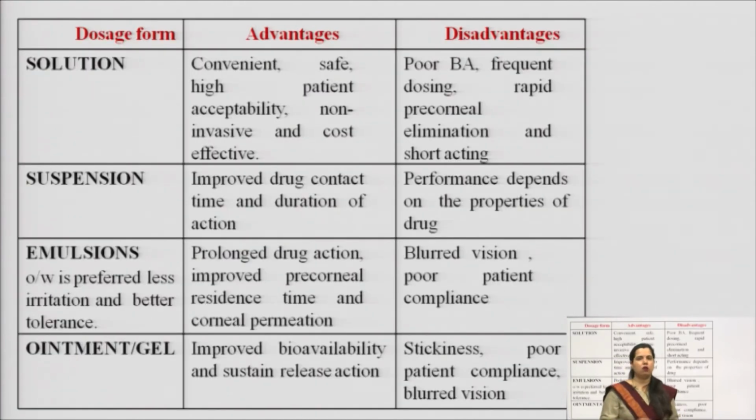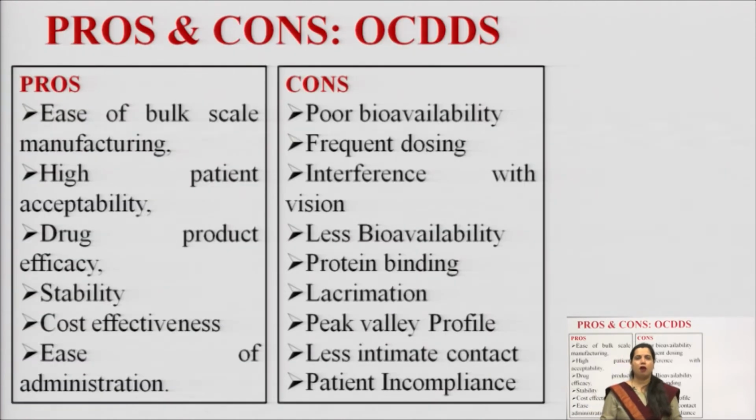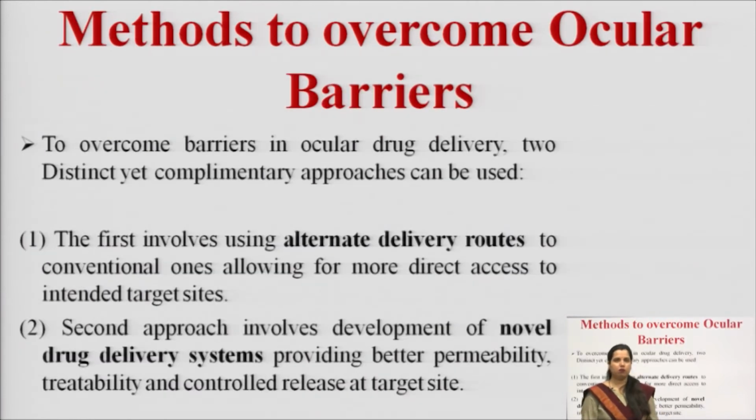As you see, these all preparations are available and they have very good manufacturing procedures at large scale, and they can be easily developed and handled by the patient, and patient acceptability is very good. But due to all these factors, there is a need for making an alternate therapy or alternate type of formulations to overcome all these disadvantages. So, methods to overcome ocular barriers.